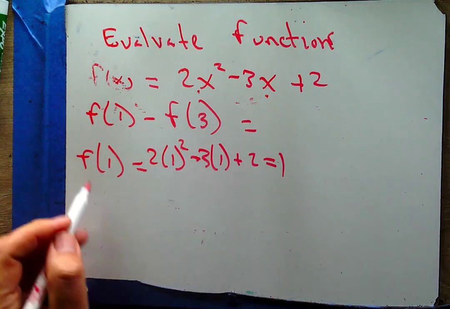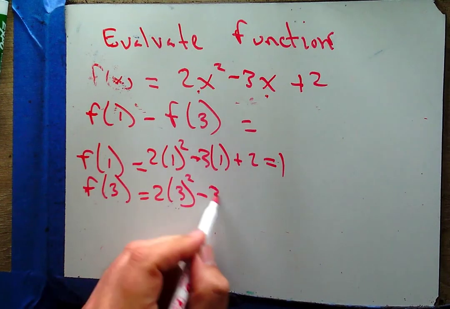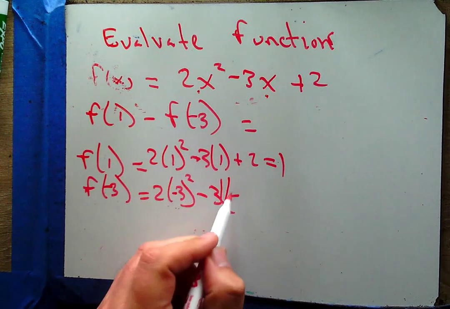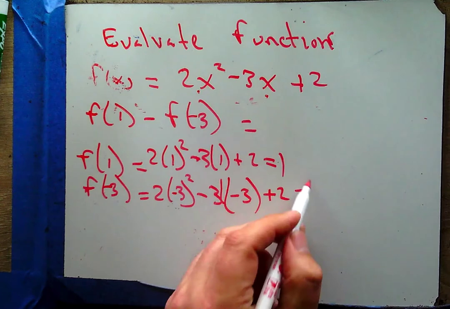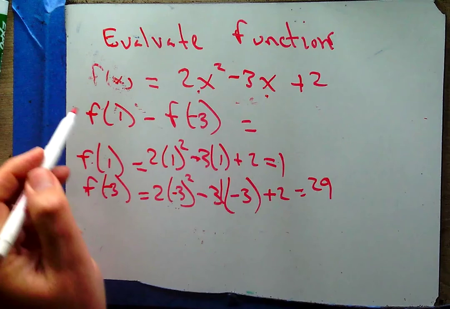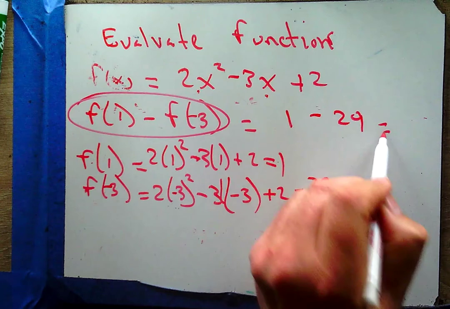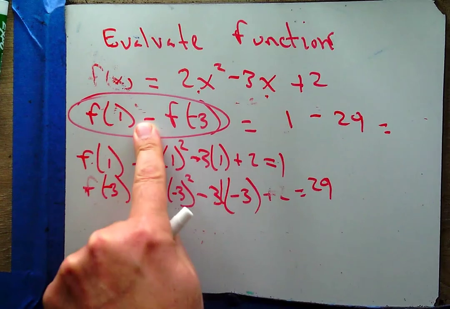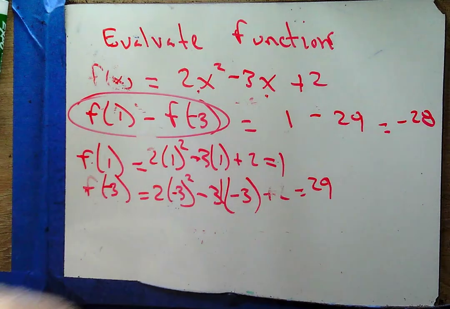And we ended up with 1. And f of 3 was where we plugged in a 3 everywhere. Oops, sorry, meant minus 3. Plus 2. And what did we come up with here? 18, 27, 29. So I know f of 1 is 1. I know f of negative 3 is 29. And so here, I'm going to have 1 minus 29. Right? F of negative 3 was 29. F of 1 was 1. And I want to subtract those two numbers. Negative 28. Okay.